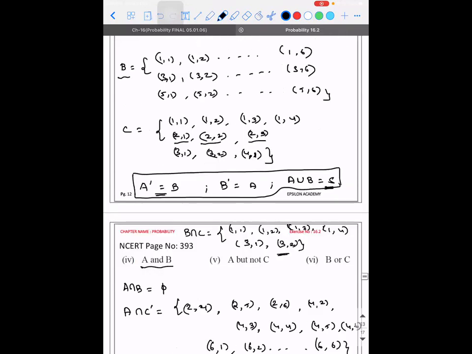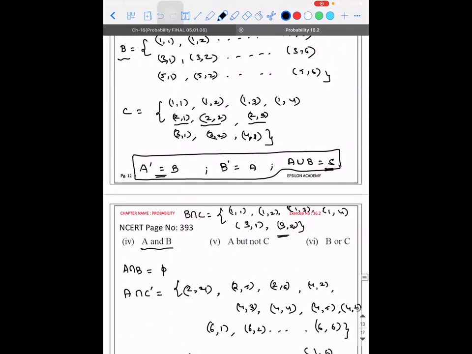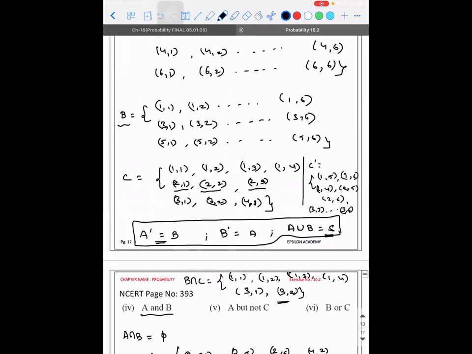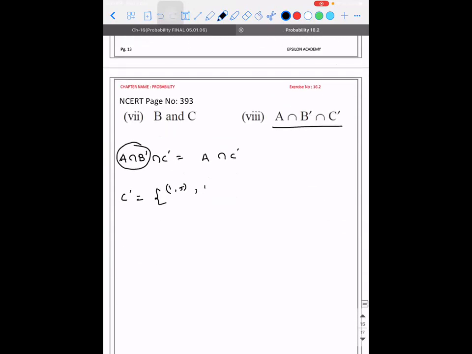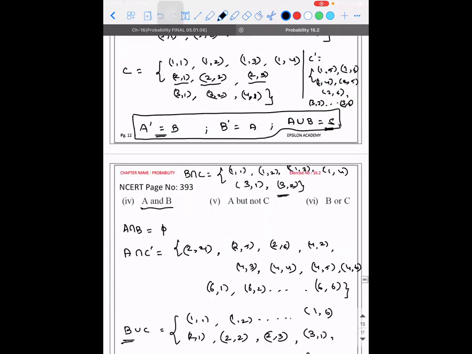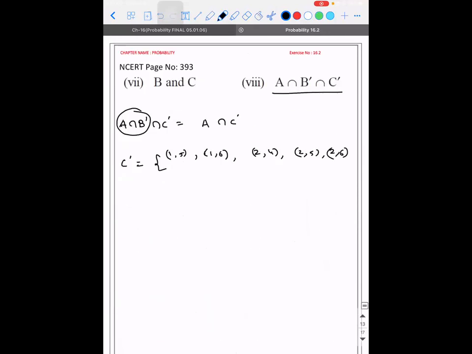So for that, I need to write C dash first. Can you guys write C dash and tell me first? (1,5), (1,6), (2,4), (2,5), (2,6), (3,4), (3,5), (3,6), then (4,2) to (4,6). We shouldn't include (5,x) and (6,x) yet. I'm trying to write it, but there are space constraints.